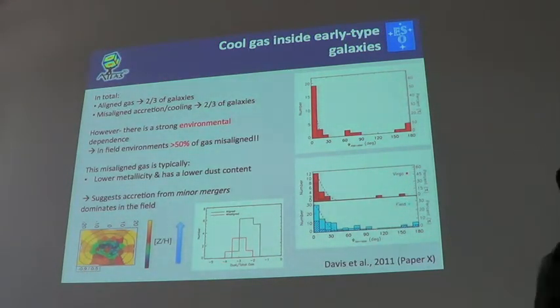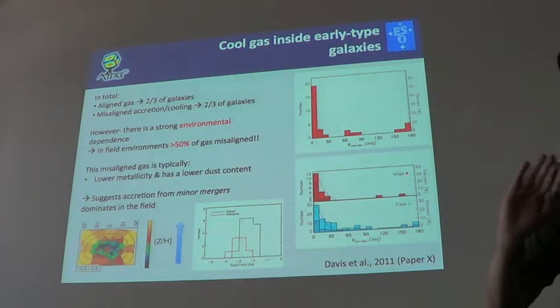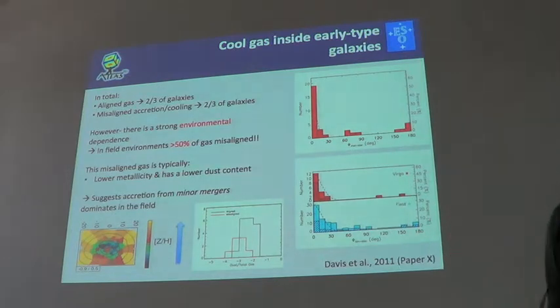But there's also a strong environmental dependence there. In the clusters, galaxies are essentially all consistent with being aligned. And in the field, you have 50% of your galaxies with misaligned gas. Is there also a mass dependence in this? Yes, the most massive galaxies are always aligned. I show this in the 2011 paper. They're probably also all in clusters. They're probably also all in rich environments. No, I do the plot in the paper. There is a separable environment and mass effect. Certainly there are more massive galaxies in clusters, but the most massive fast rotators are not all in clusters.